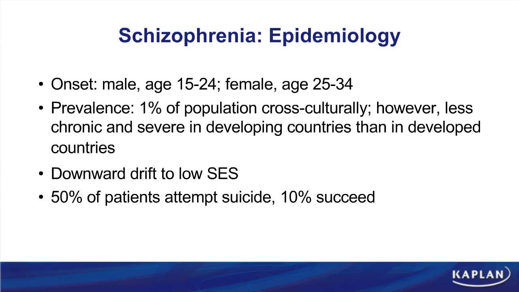However, there is some data that you tend to see less chronic and severe forms in developing countries as opposed to the developed countries. Another theory of schizophrenia is that it is associated with socioeconomic status. This is a theory called the downward drift theory, where you have an individual who's probably in a higher socioeconomic status, develops the disease, is unable to function, therefore drifts to a lower socioeconomic status, hence the name downward drift theory.